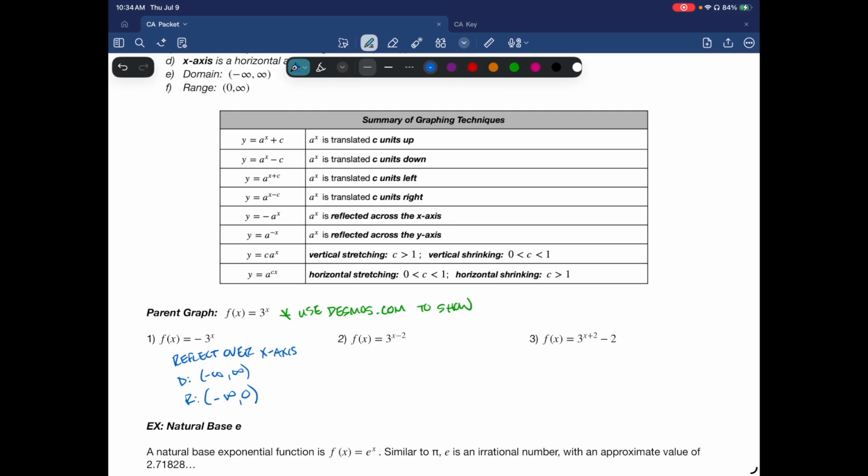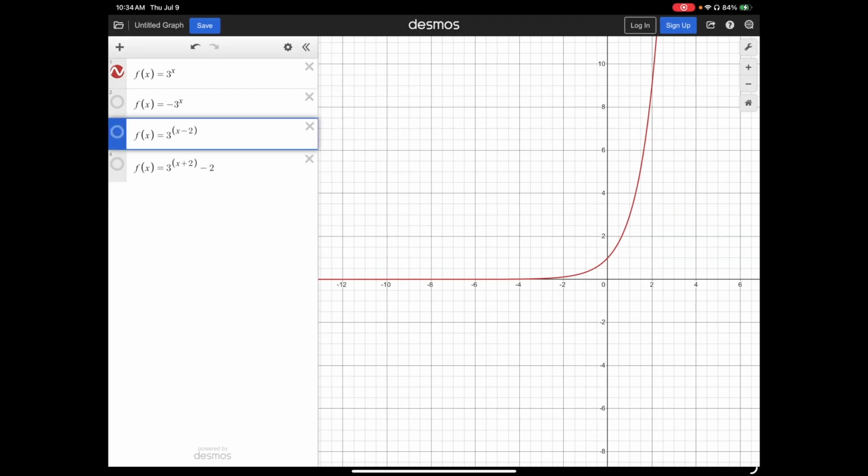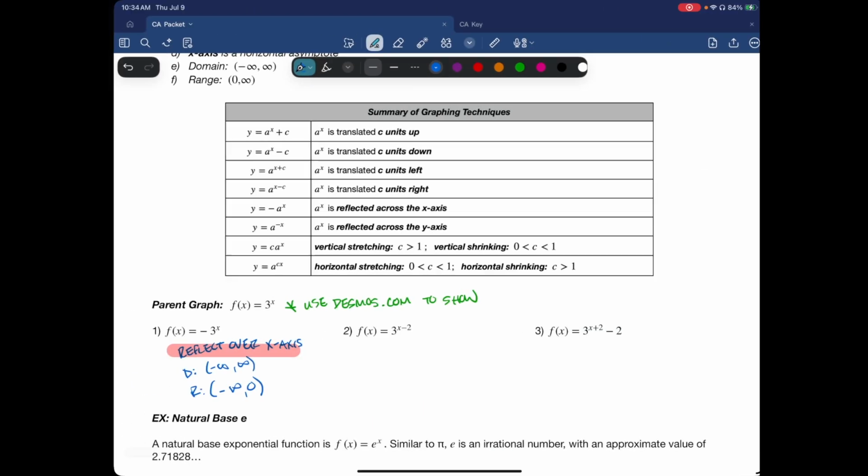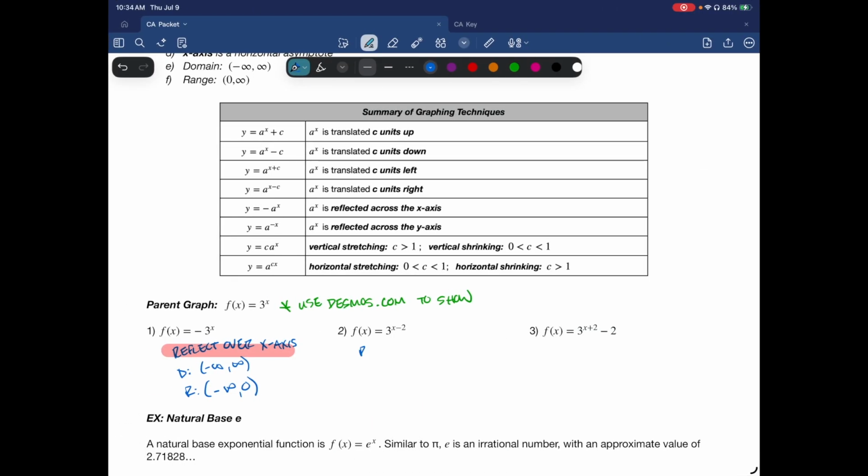Remember, you list it from low to high, and the range tops out at 0, so 0 is on the high end. All right, let's go back. So number 2, we have it moved right 2. The domain and the range of the original never change, so it's going to be right 2, and my domain is all real numbers. My range is 0 to infinity.